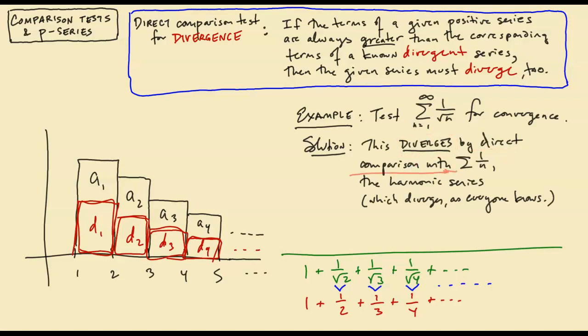So you're starting the test with what series? With this series, the harmonic series, which diverges as everyone knows. And that's that. So now you have met the direct comparison tests.